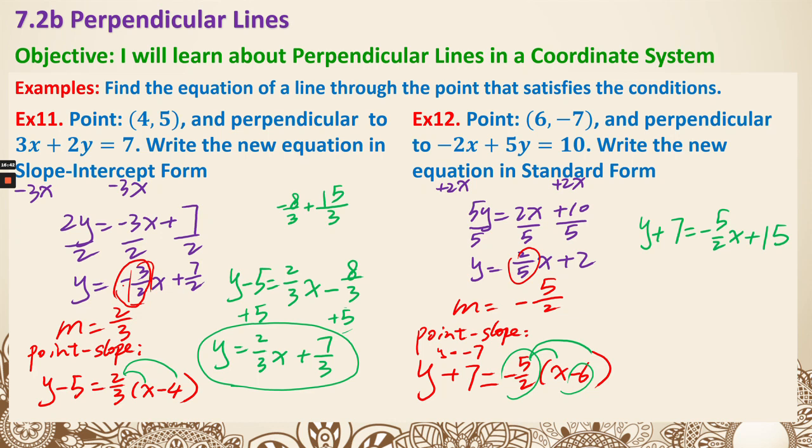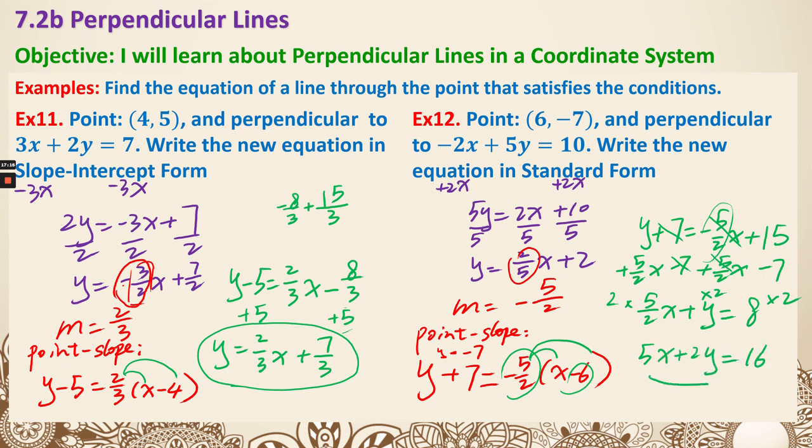Now I need to get the x and the y on the same side. Since this x is already negative, if I move it to the left side, that would actually become positive. So I'm going to move the x to the left side by adding 5/2 x and subtract the 7 on both sides. So that is gone, that is gone. We have 5/2 x plus y, which equals 15 minus 7, which is 8. And lastly, I just need to change everything to integers. So multiply everything by 2. Final answer, 5x plus 2y equals 16.